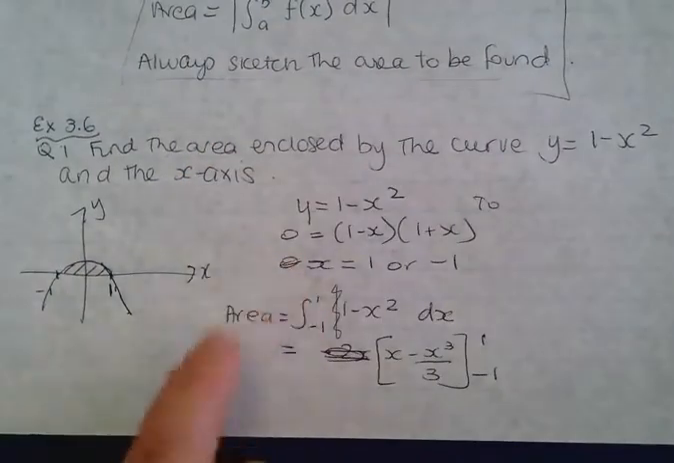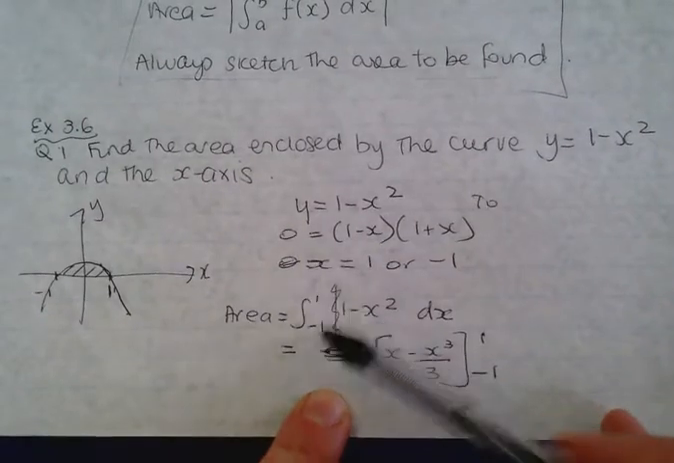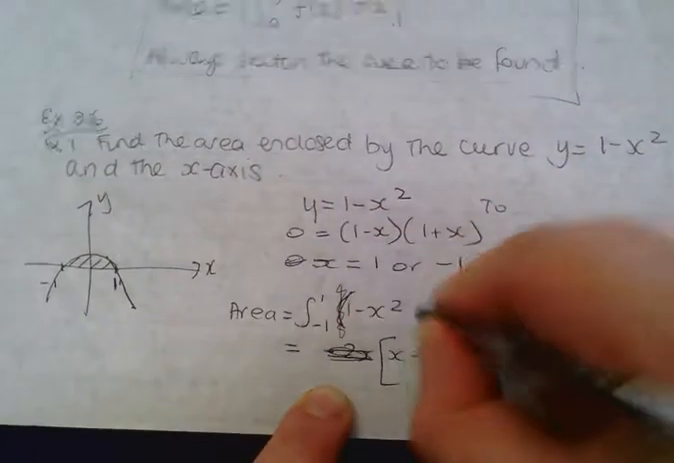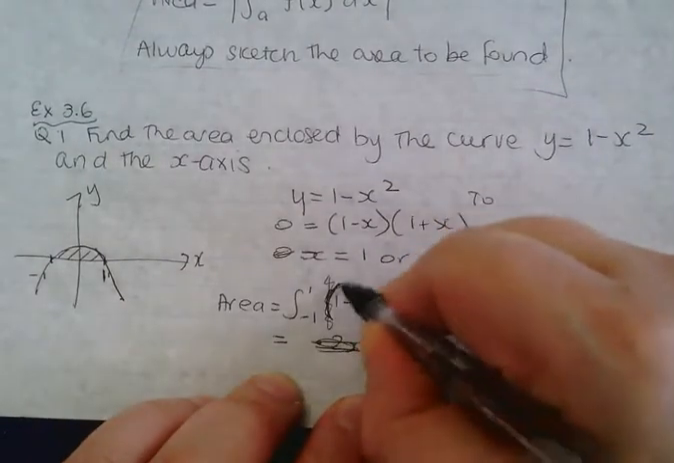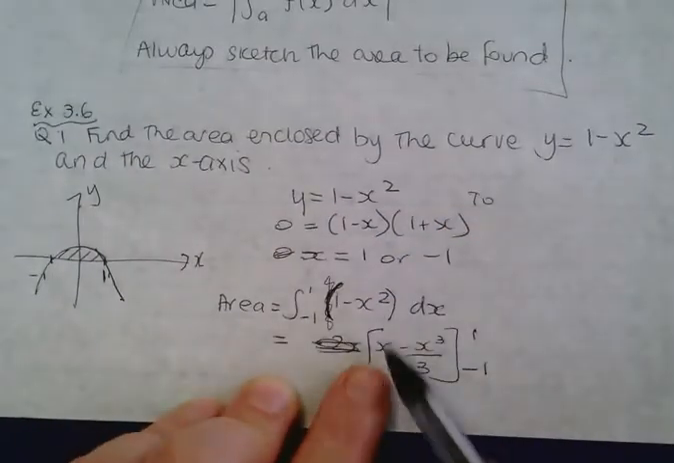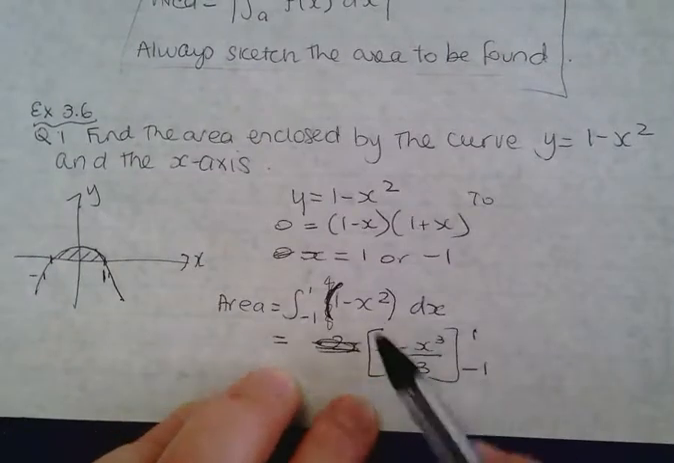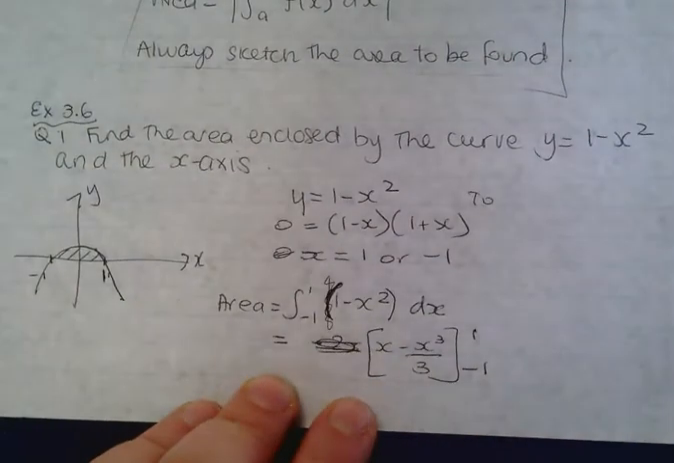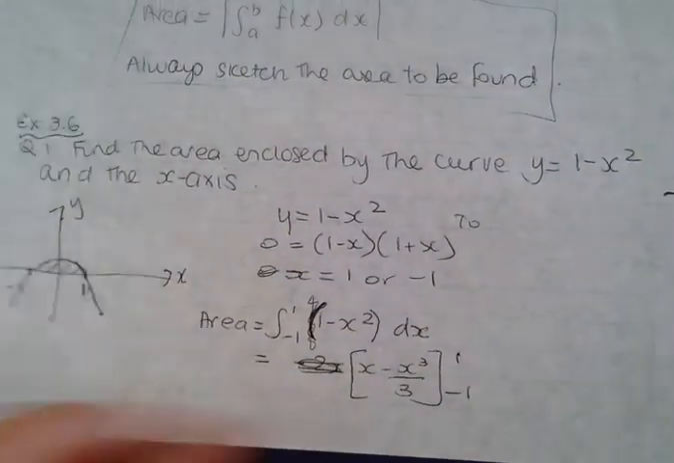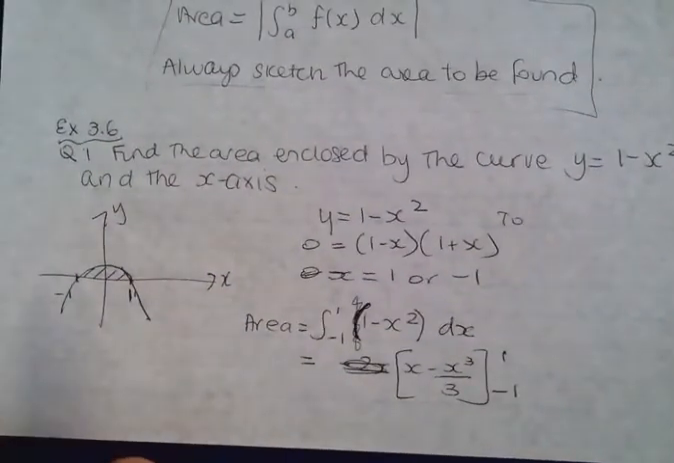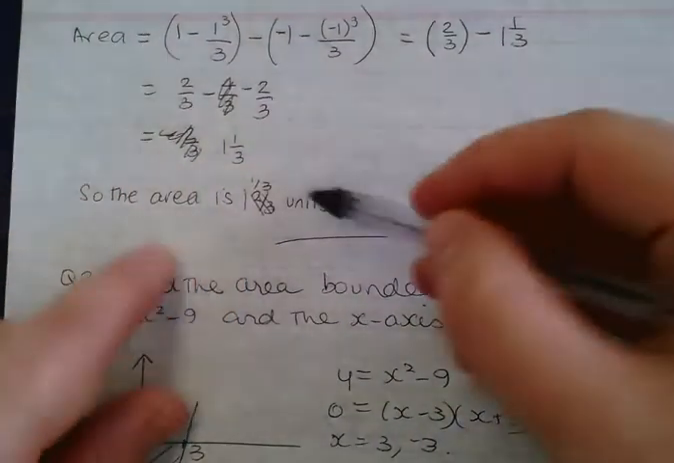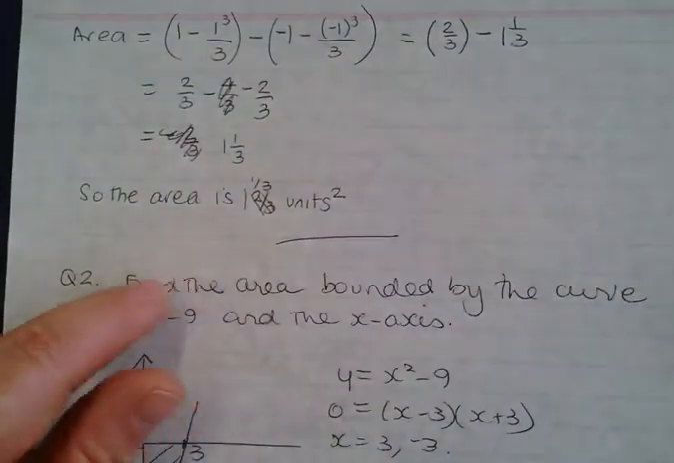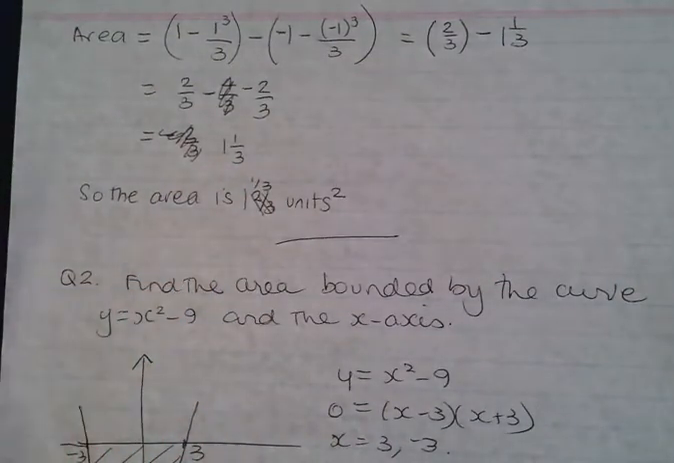So I can do this as area is the integral between 1 and -1, and I'll just put this in brackets, of 1 minus x squared dx. You integrate that and you get x minus x cubed on 3, and you substitute 1 and -1, and you do all that. But we should get a positive answer for this. Do you agree? So let's see what we got. We substituted in our 1 and -1, and we got 1 and 1/3. So the area is 1 and 1/3 units squared.